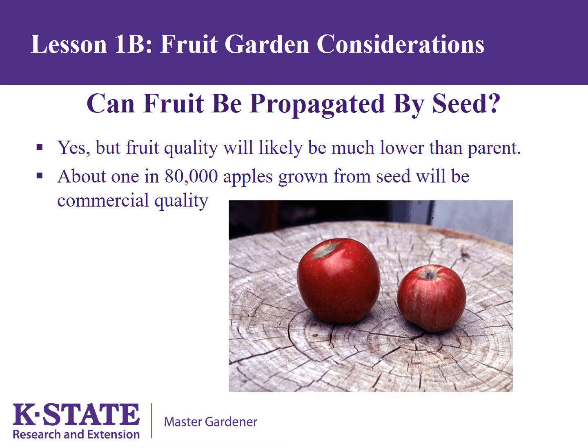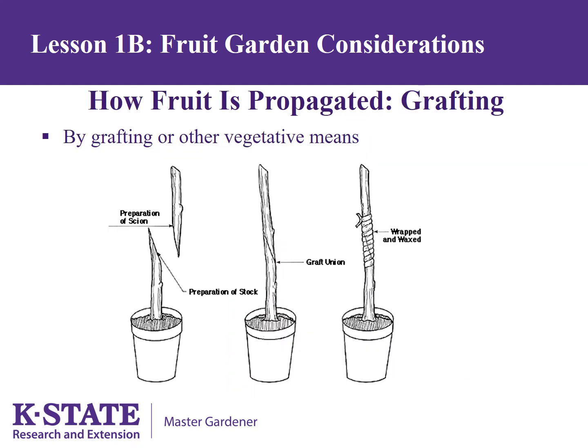The photo you see here is of a red delicious apple and an apple from a tree that grew from seed from a red delicious apple. You can see that the second apple is smaller and the coloration is a bit different than the true red delicious. About 1 in 80,000 apples grown from seed will be commercial quality. So how do you produce an apple just like the parent? You have to vegetatively propagate the tree through a process known as grafting.